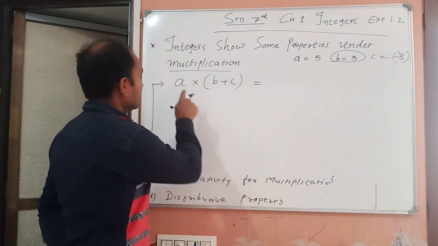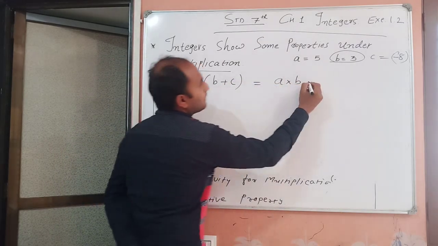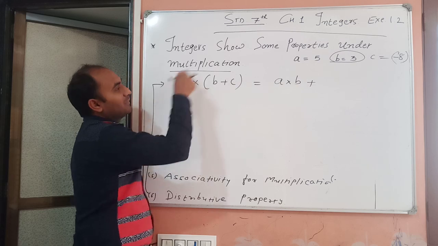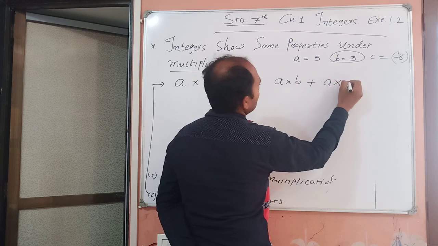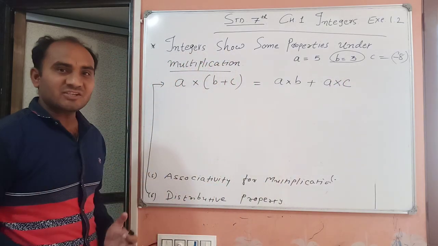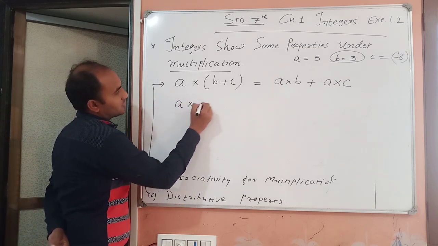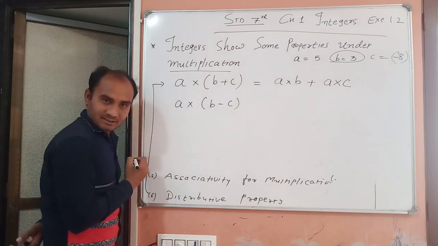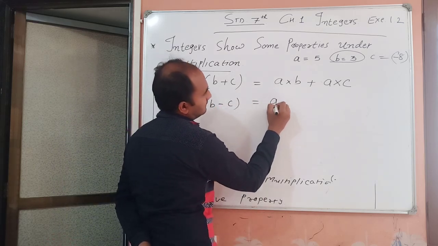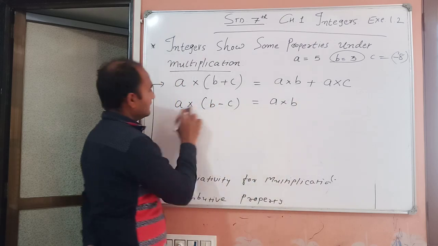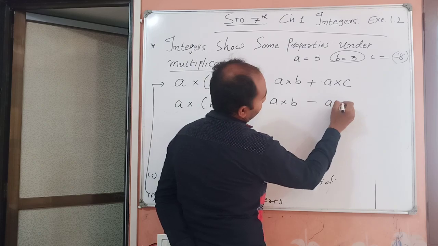So remember properly. A into B, A into B. What is the symbol? Plus. Again A multiply with C, then A into C. In subtraction also we can use distributive property. A into (B minus C). So now distribute A multiply B, then subtract A multiply C.